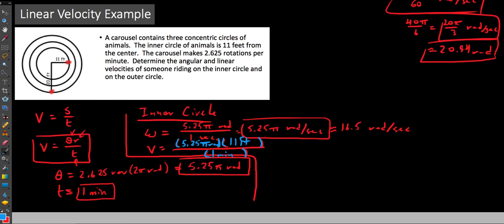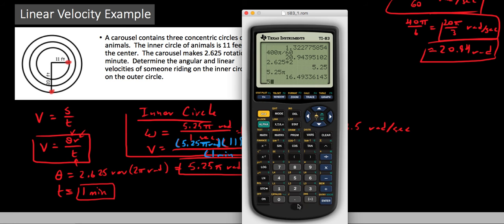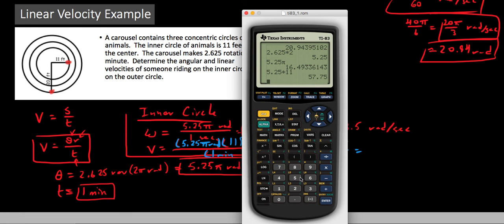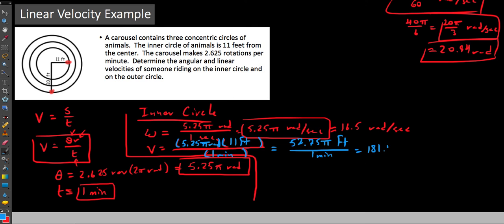So again, if we want our linear velocity, and let's assume we want it in minutes, we don't have to convert this now. I suppose I could just take 5.25 times 11. That's 57.75. We have 57.75 pi radian feet, or in other words, just feet, per 1 minute. This would be our linear velocity. And so I'm going to go ahead and find this as a unit rate here. If I take 57.75 times pi, which we had a factor of pi in there, we get about 181.43 feet per minute.